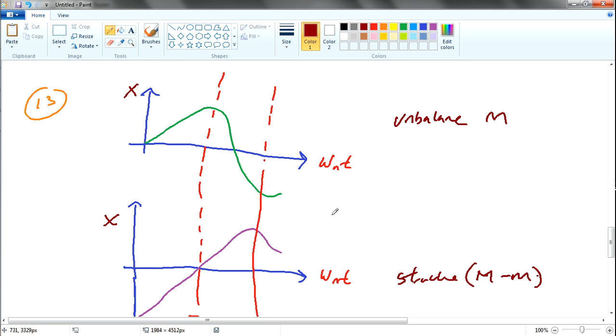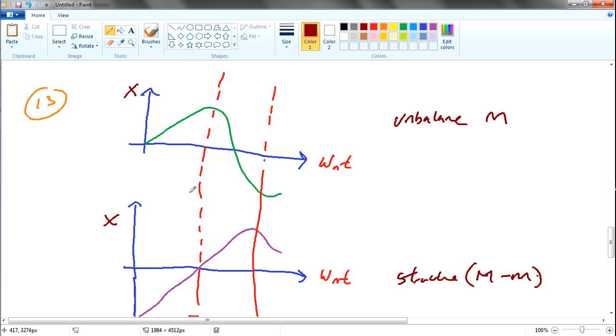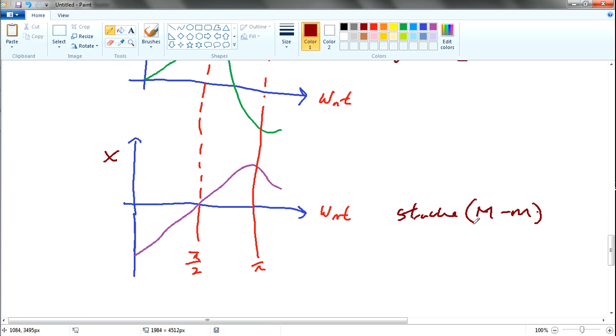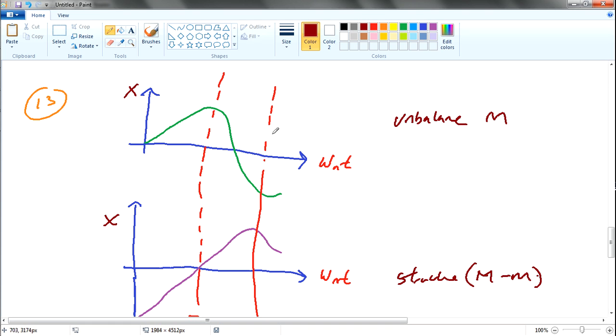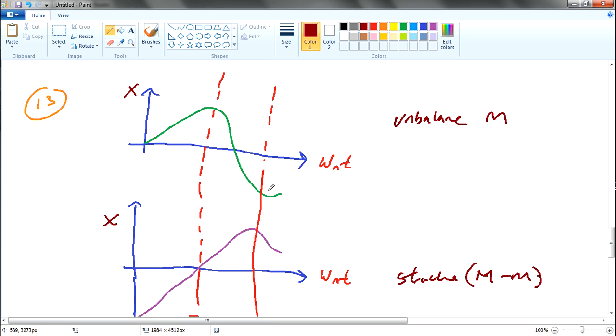Okay, so she does draw the graph. My lecturer does draw the graph and has been showing this. For the structure itself, m minus n, which is without the balance mass itself, it's going in this graph.